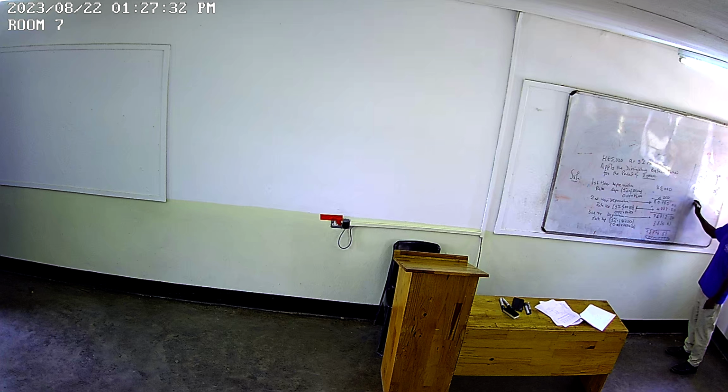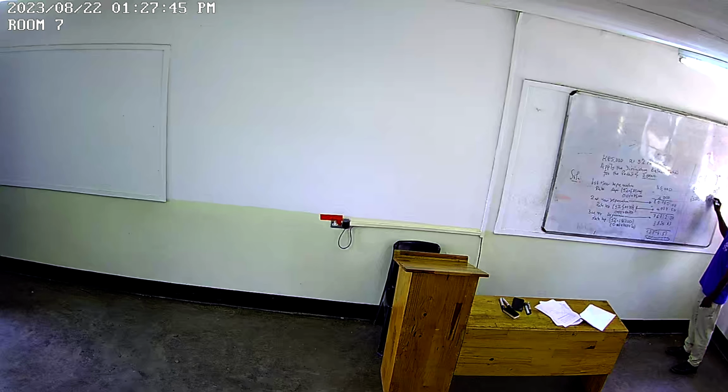So this is 85,000 bracket, 1 minus this one is going to be what? 0.95. 0.95 to the power 3.